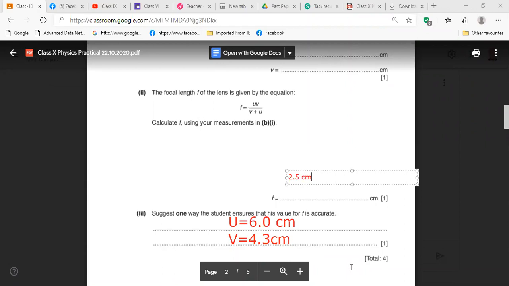Now what could be the answer of the last one? Can you read, Ziba? The last point. Suggest one way the student ensures that his value for f is accurate. By taking averages, like by taking a lot of readings of u and v and averaging them. Yes, very good.